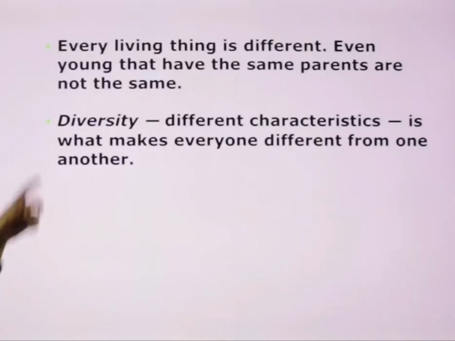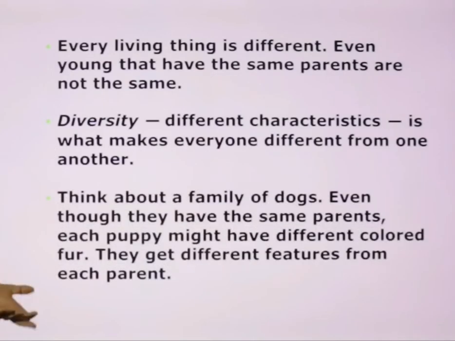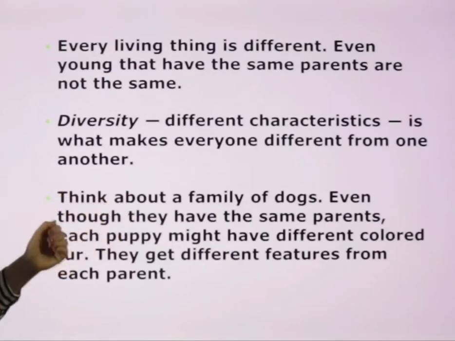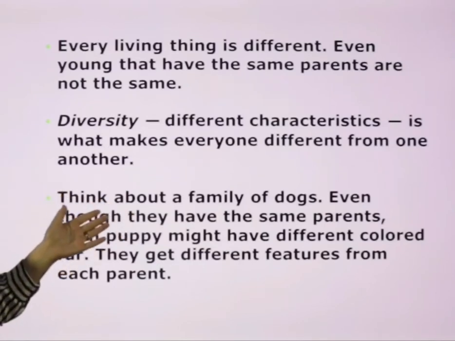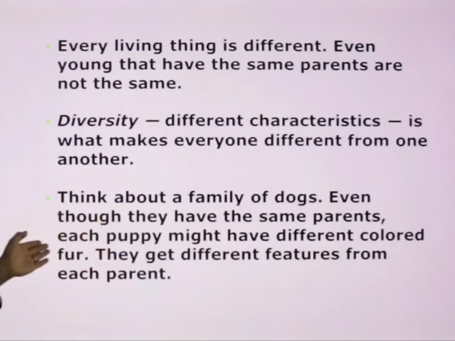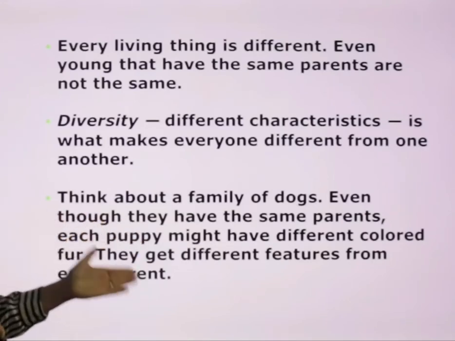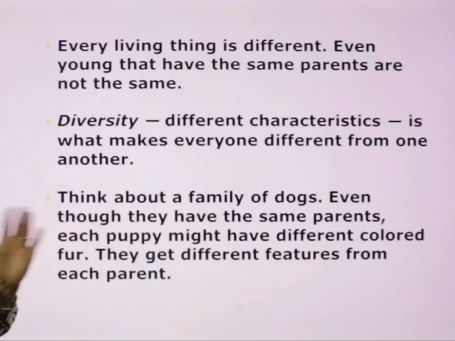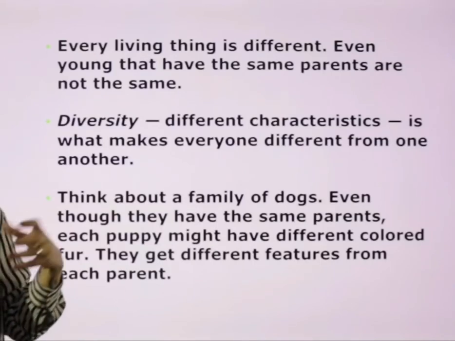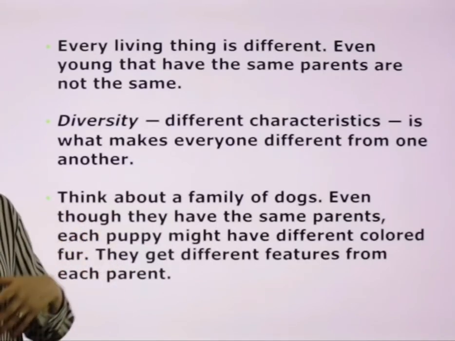This is called diversity. Let's take an example. Think about a family of dogs. Even though they have the same parents, each puppy might have different colored fur. They get different features from their parents. So maybe one's fur is going to be black and white. Another dog will be white. A third one would be golden, let's say.